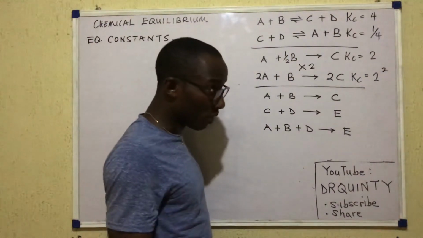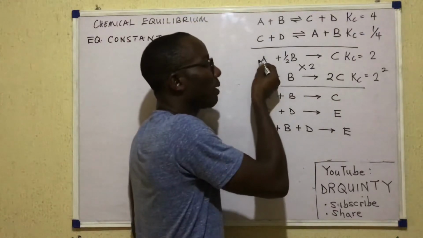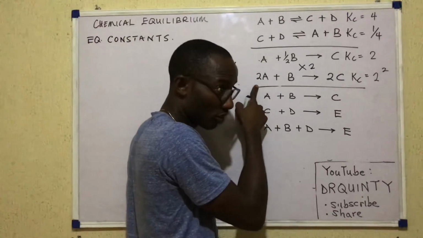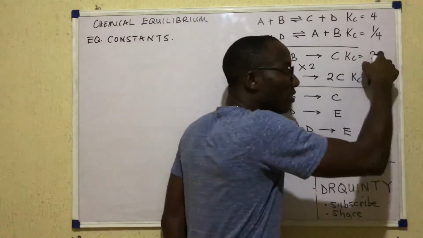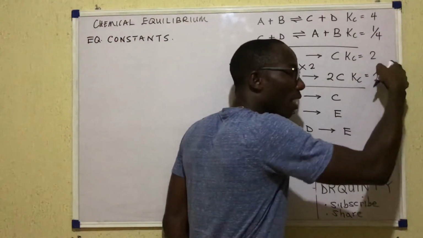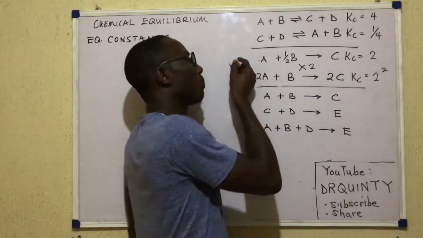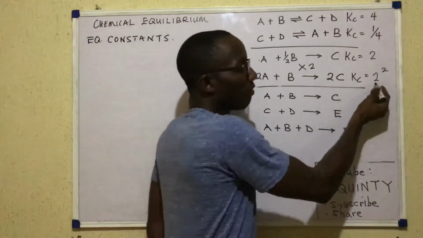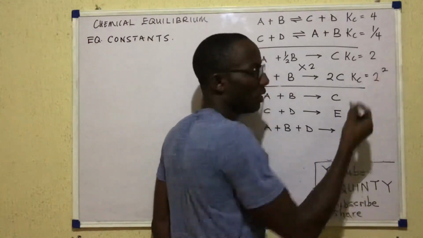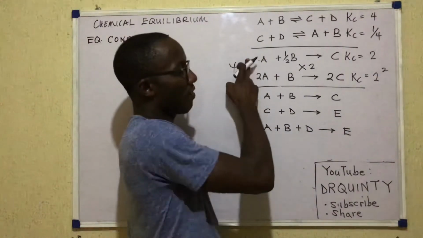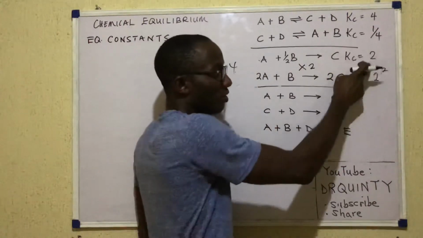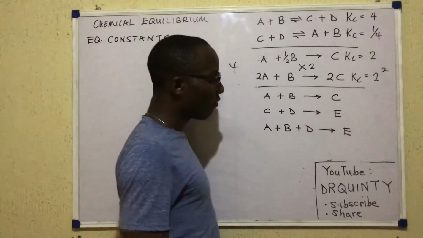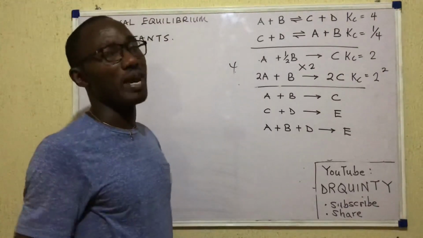In other words, if I had multiplied this first reaction by 4 to get the second reaction, then I'll raise the Kc of the first reaction to power 4. If I had multiplied the first reaction by 20, I would have raised the Kc here to power 20. So when you multiply a reaction by a factor, you raise its Kc to that same power. Then finally, look at these 3 reactions.